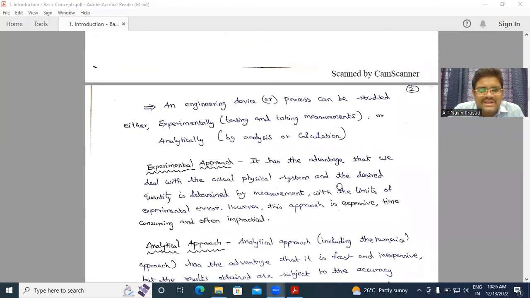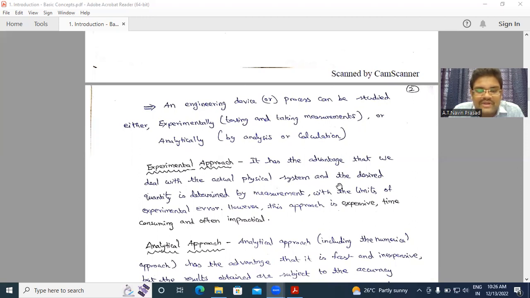So in engineering heat transfer, we can analyze or study heat transfer in two methods. One is experimentally, and the other is analytically. Experimental is nothing but testing and taking measurements using some devices. The analytical approach is nothing but using analysis or calculation.